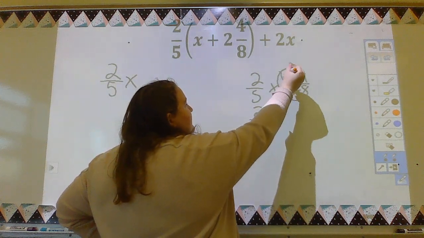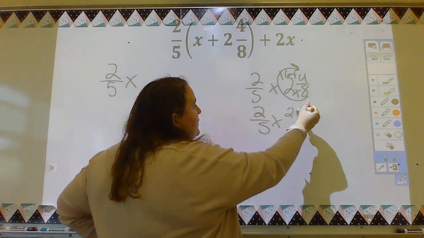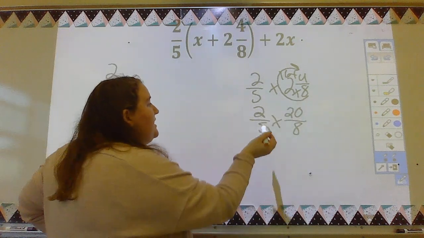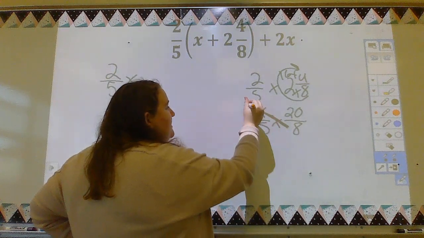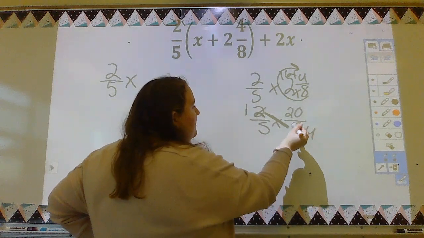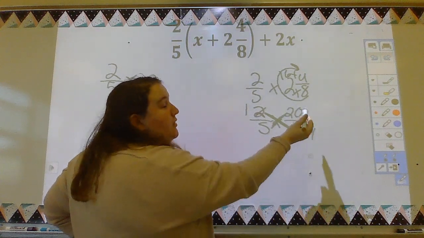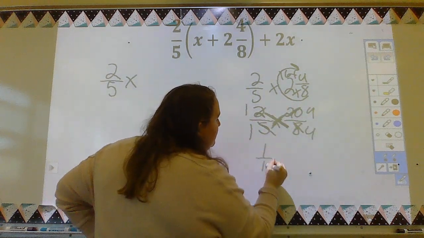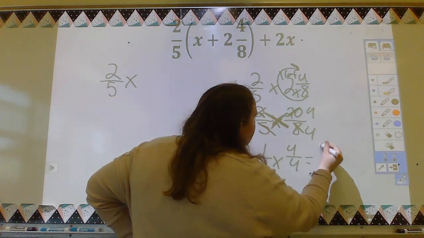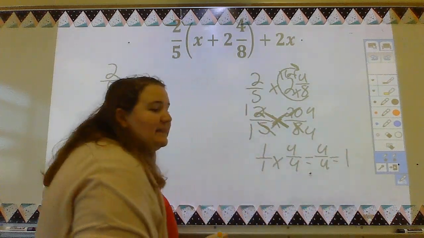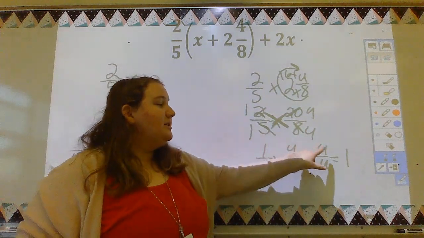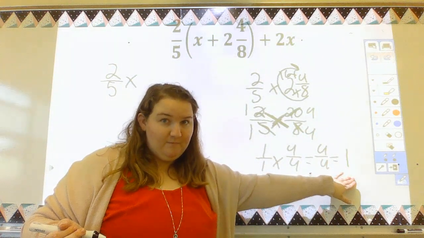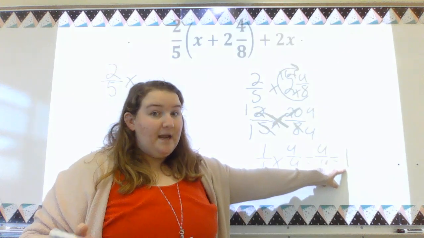So 2 times 8 is 16. 16 plus 4 is 20/8. Okay, I'm going to see if I can cross simplify. So 2 and 8 will cancel to be 1 and 4. Okay, 5 and 20 will go into both of those. So 5 divided by 5 is 1. 20 divided by 5 is 4. So if I rewrite, I have 1/1 times 4/4, which gives you 4/4. And anything divided by itself is 1. So 1 times 4 is 4. 1 times 4 is 4. 4 divided by 4 is 1. Okay? So I have 1 in my problem.